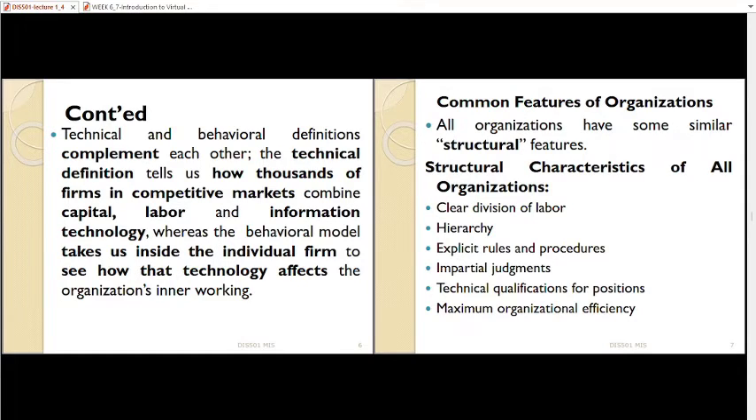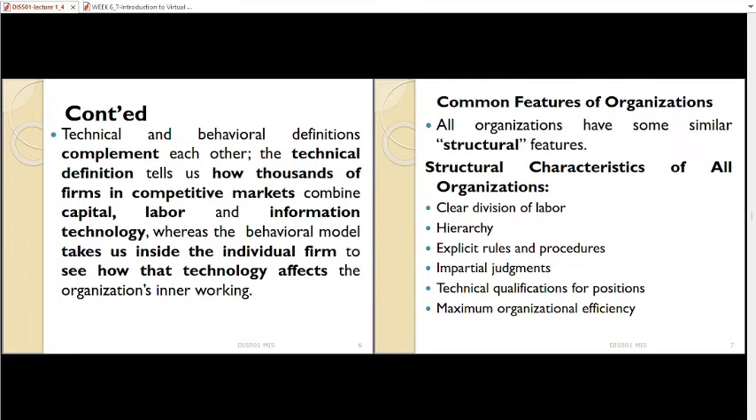There is hierarchy. There is operational. We talked of operational. We talk of middle level, and then we mentioned the strategic, which sometimes is referred to as the top level. We have explicit rules and procedures. There is what you cannot do within that organization, and there is what you can do. There is also impartial judgment. Can technology be in a position to help you to make decisions that are not biased?